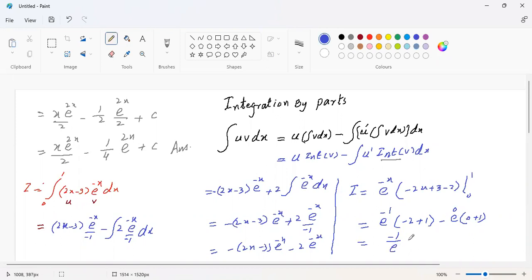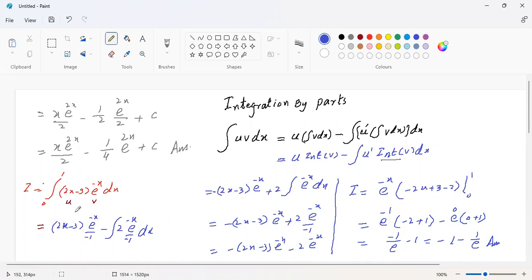Therefore our answer is negative 1 minus 1 by e. This is the answer of this integral. I'm repeating all the steps once again for this question.